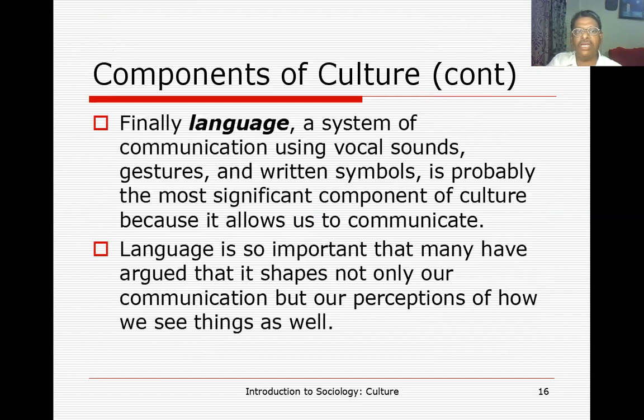a system of communication using vocal sounds, gestures and written symbols, is probably the most significant component of culture because it allows us to communicate. Language is one of the important components of culture because it has a great impact on culture. Language is so important that many have argued that it shapes not only our communication, but also our perceptions of how we see things. Recently, last week, the central government of India brought a new educational policy saying that all children till fifth grade have to learn in the vernacular language, because in the vernacular language, obviously children's thinking level will be high. The mother tongue plays a vital role. Some countries like Korea and Japan still give a lot of priority to the mother tongue.